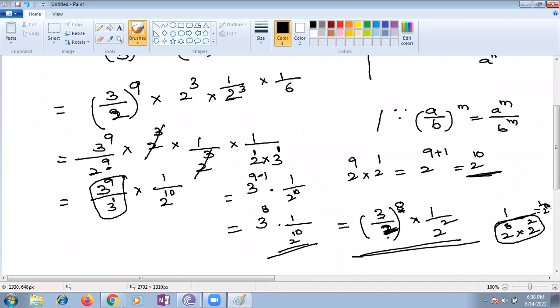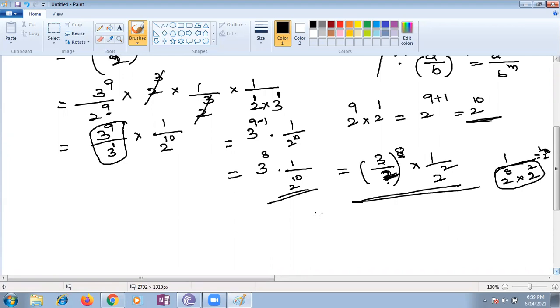Yes, ma'am. That's why you have to see 8 plus 2. If you want to get 10, you can express it as 8 plus 2. If you want a 7, you can take 7 minus. According to the question, you are simplifying the part. Or this can be written as 2 power minus 2 multiplied with 3 by 2 whole power 8.